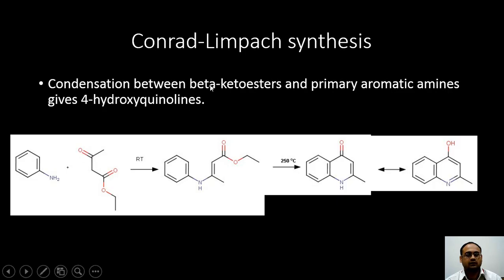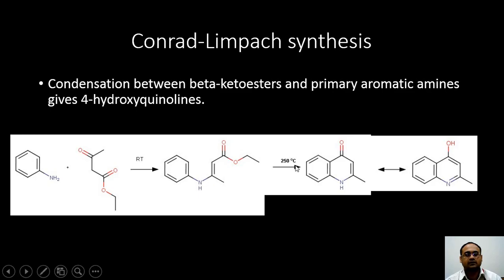Therefore these compounds are known as beta ketoesters. These compounds react with each other. First, nucleophilic attack from the nitrogen will take place on the carbonyl compound, and a set of rearrangements and loss of a water molecule will take place to give us that compound, an enamine.